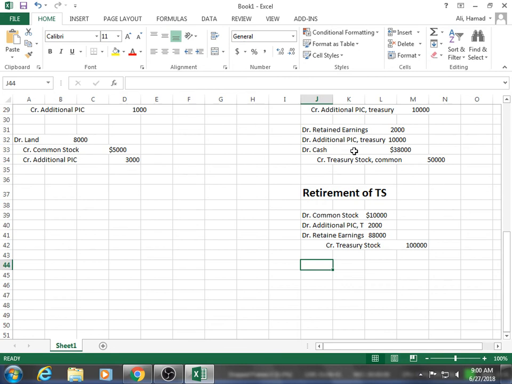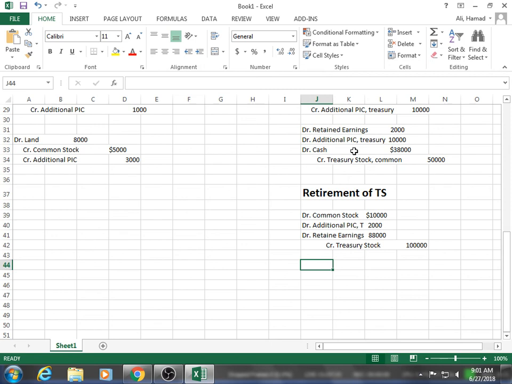So let's look on page 511. On the bottom of the page, assume this dividend transaction. Assume a board of directors declares a cash dividend of $28,000 on December 21st. The record date is December 31st, which is also the end of the company's accounting period. The dividend payment date is January 11th.